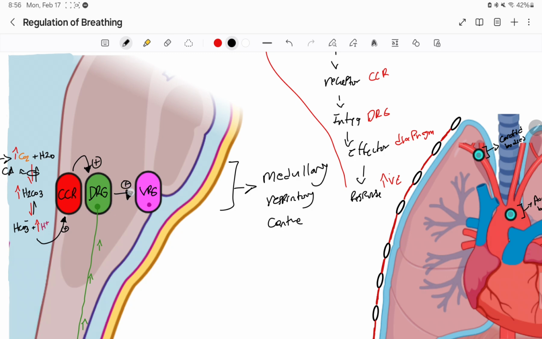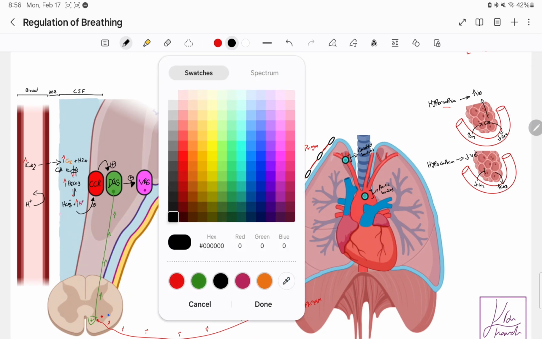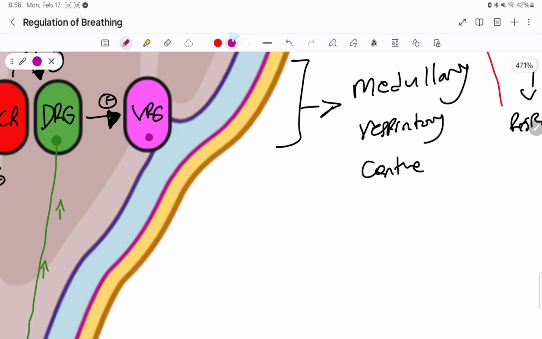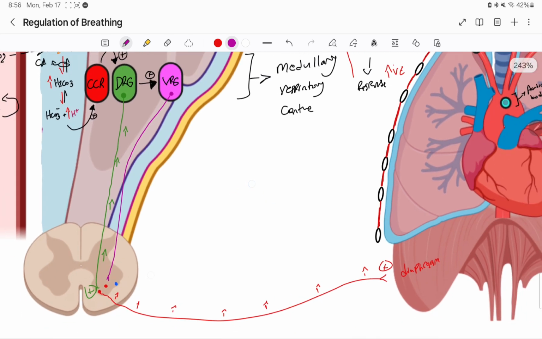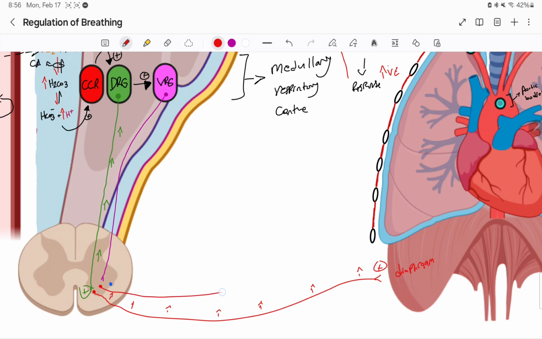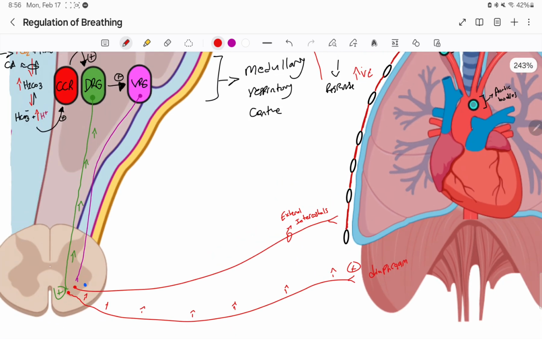But what kind of neurons in the VRG? The inspiratory neurons of the VRG. It'll turn on the inspiratory neurons of the VRG. So let's draw that. So here's the inspiratory neurons of the VRG. They're coming down, and they're going to go and synapse on these neurons. What are these neurons? Again, motor neurons that will go and act on specific muscles. What kind of muscles? Accessory inspiration muscles, like the external intercostals.